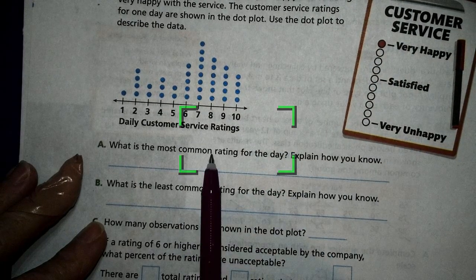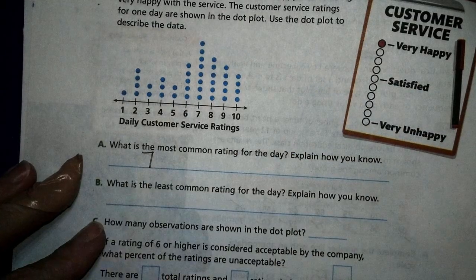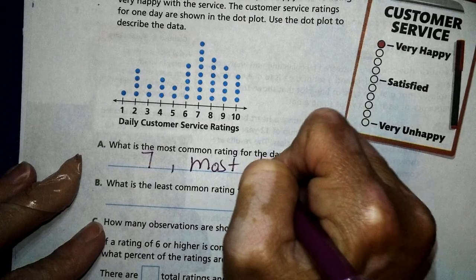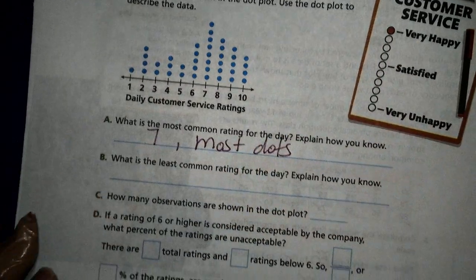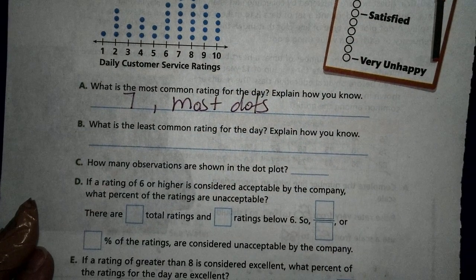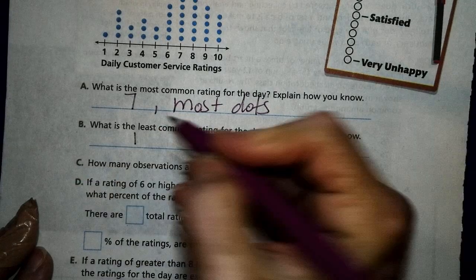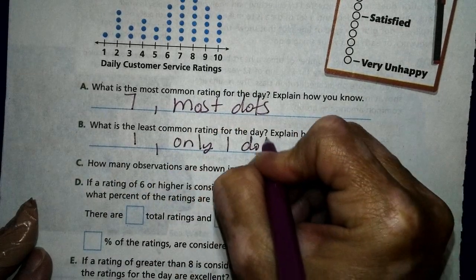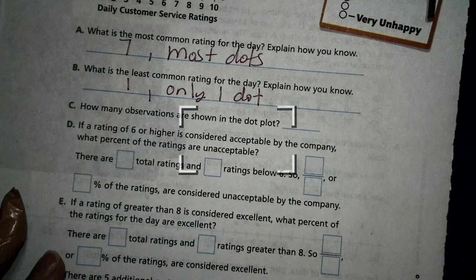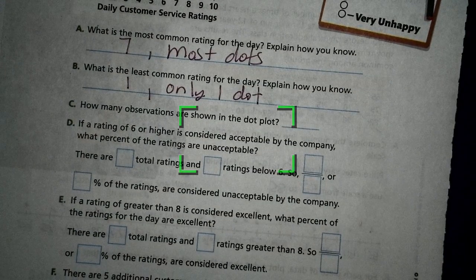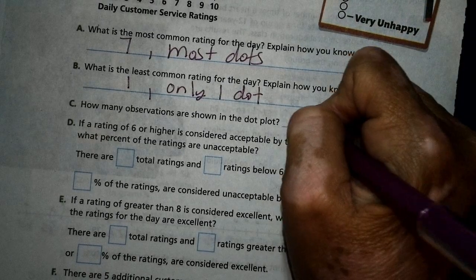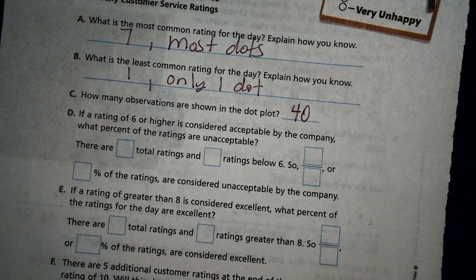So it says, what is the most common rating for the day? 7. How do we know? It has the most dots. B, what is the least common rating? Well, the least common is 1, and we can see only 1 dot. How many observations are shown in the dot plot? So basically you would add every dot, which I've already done, and there are 40.